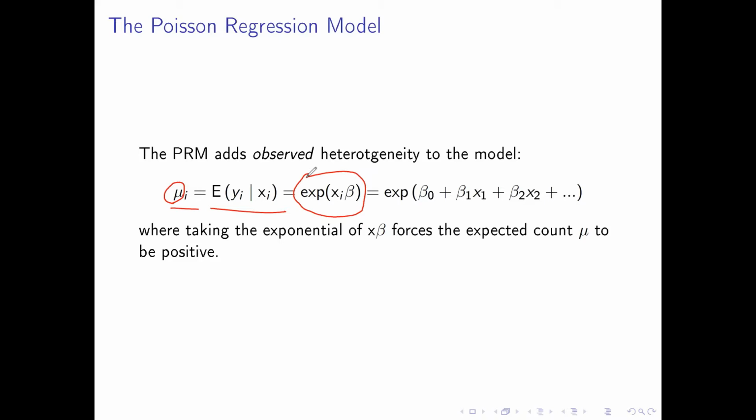Everything plugged into this exponential function is going to turn out positive. So we're going to have this structural model within the parentheses: x1, x2, and all kinds of known characteristics we can collect from a sample and plug in here. In our last slide it is gender, but it could be income, could be education, anything we view as important in predicting this individual's expected rate. So what it does is take the exponential of x beta, which forces the expected count mu to be positive.